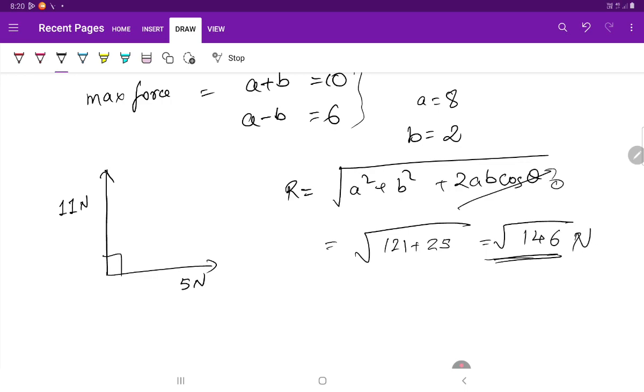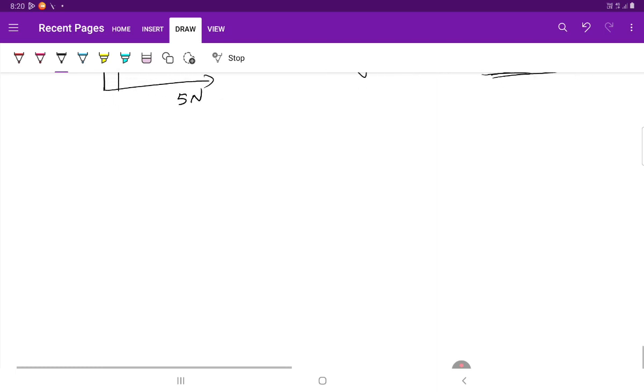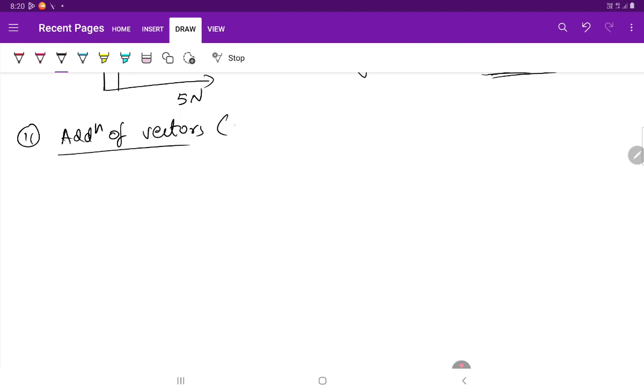Now we'll be doing more problems. Just before going to the next problem, I'll show you another method to calculate the resultant. Method 2, to find the addition of vectors, is called the parallelogram method. If you read this method, you'll find it similar to the triangular method itself, but still we are dealing with this parallelogram method.